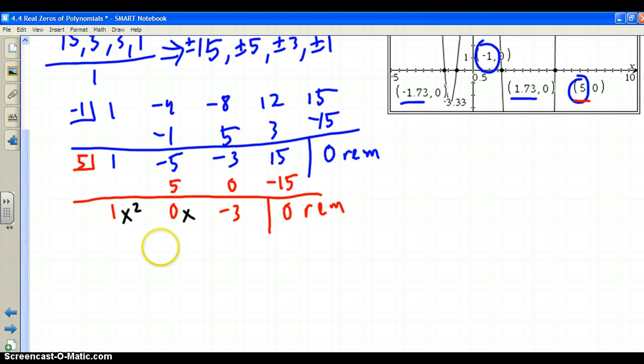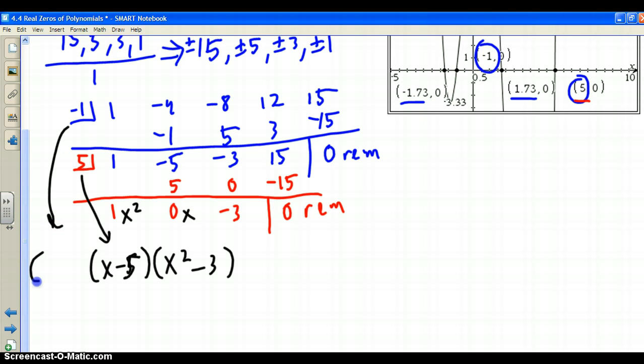So at this point, I've got a factor here. I've got x squared minus 3. I've got a couple other factors if I wanted to write them. This is x minus 5. Oops, x minus 5, that comes from here. And of course we have x plus 1, and it comes from the negative 1 there. So those are my factors for the polynomial.